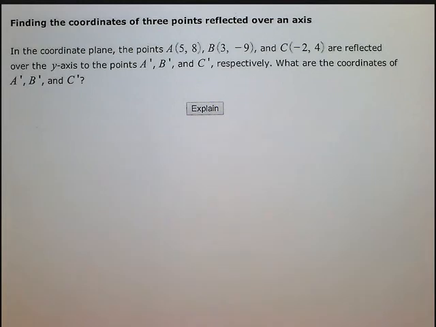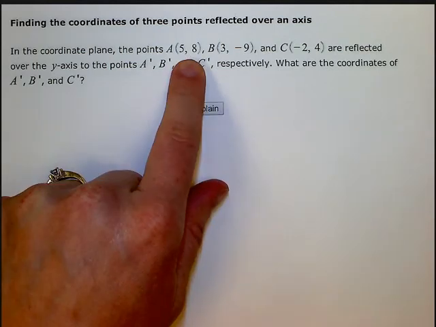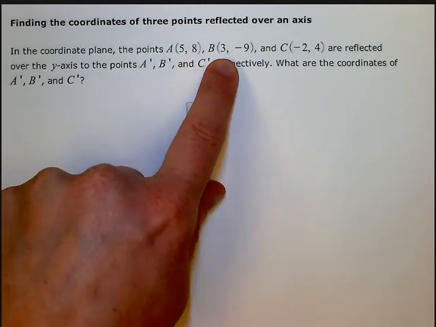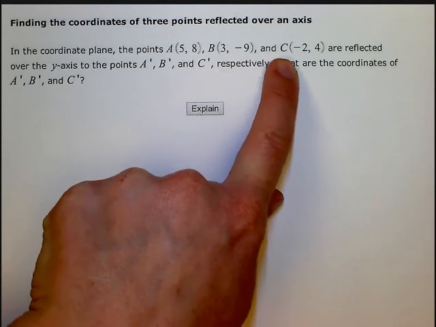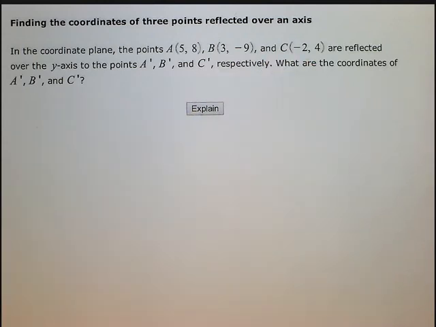Finding the coordinates of 3 points reflected over an axis. In the coordinate plane, the points A (5, 3), B (3, -9), and C (-2, 4) are reflected over the y-axis to the points A prime, B prime, and C prime respectively. What are the coordinates of A prime, B prime, and C prime?